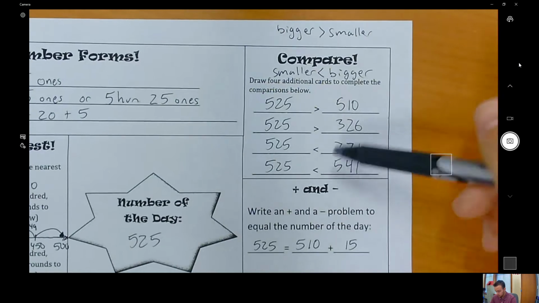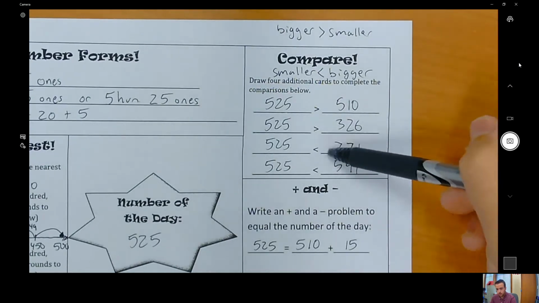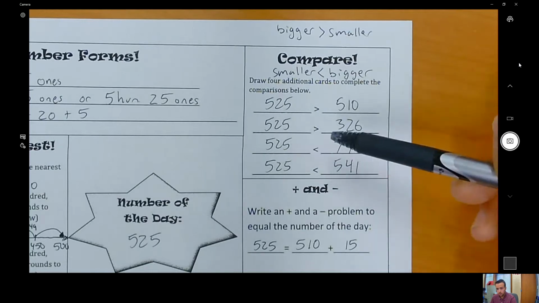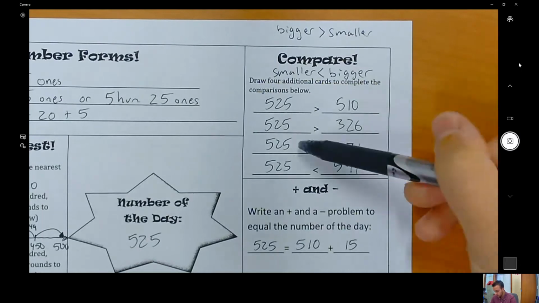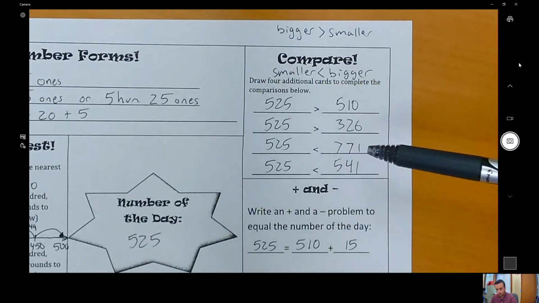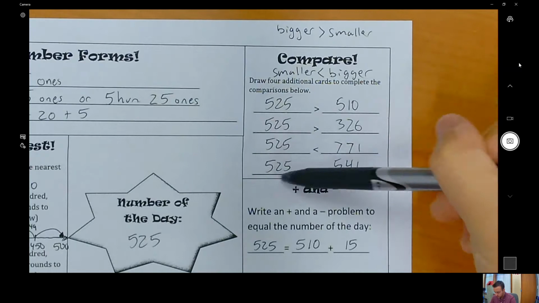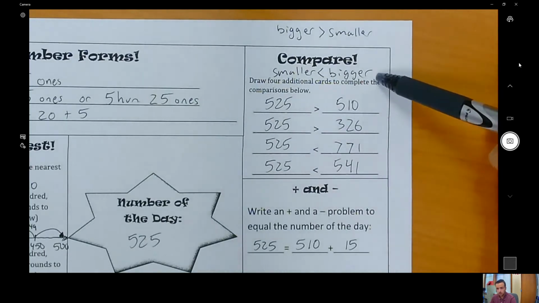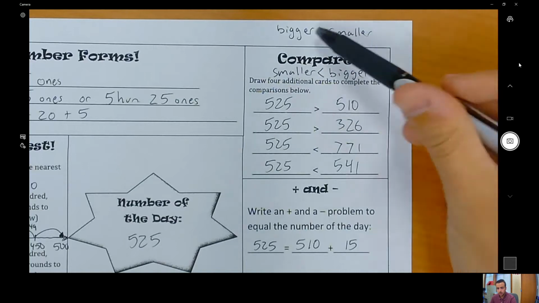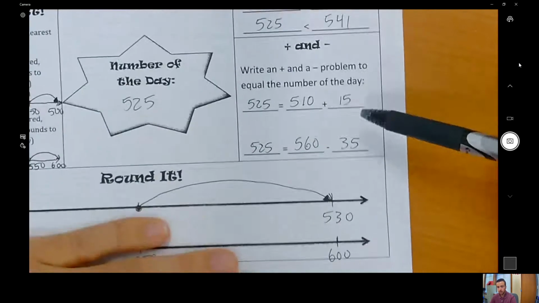Now, for these bottom two, the opposite is true. Since the crocodile mouth is open, this number is bigger than the number of the day. I just chose 771 as a random number, but I know that it's greater than 525 because the crocodile mouth is open to it. Same thing here for 541. We need a bigger number than 525. So just to recap, write down your number 4 times right here and think of numbers that make this true. It might even help you to write the smaller, bigger comparison up top here as a little reference.